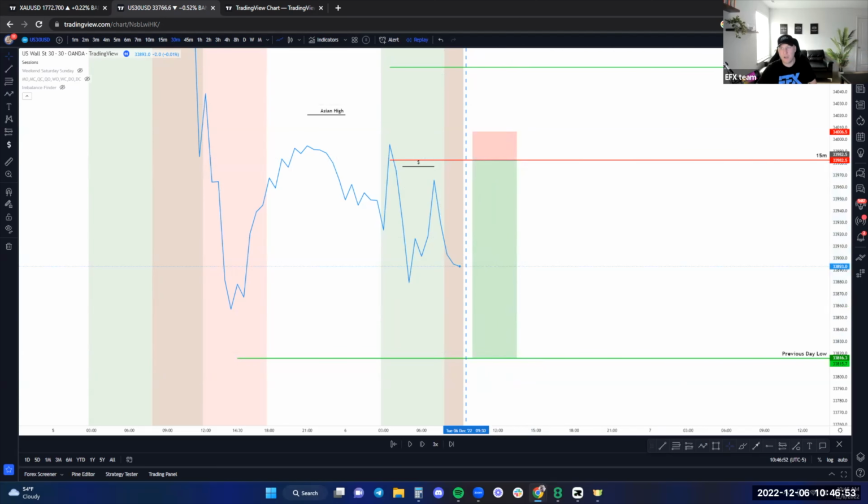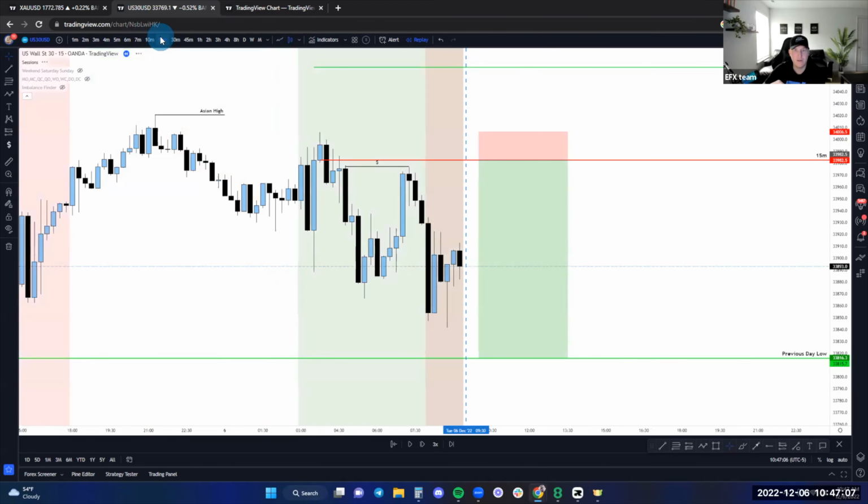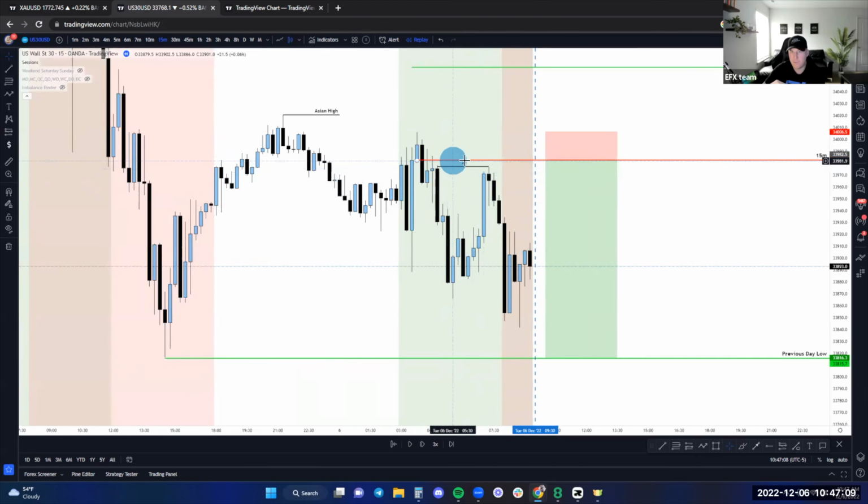I don't know if you saw my markup on the mentor post section. Of course. And I'm not showing stuff that I don't take. We're not talking hindsight here. So let's go back to the 15-minute. We have relative equal highs here as well, but this high was just a rebound. Look at that price action. We don't have a pattern there.